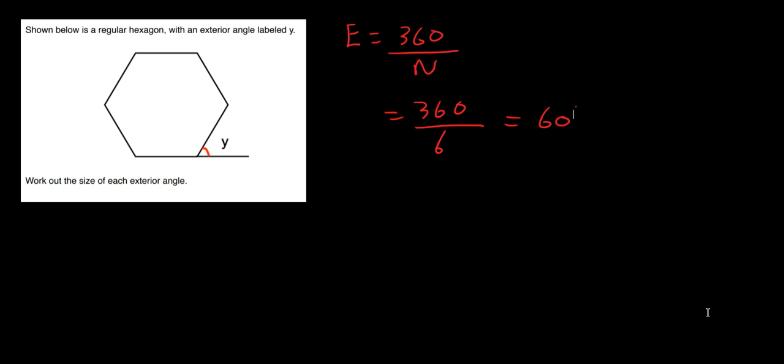Okay, we're making really good progress. Okay, shown below is a regular hexagon with an interior angle which is labeled y. Okay, so work out the size of each exterior angle. So exterior angle formula, the sum of angles is 360 divided by n. So we've got 360 divided by hex, which is 6. So we've got 60 degrees. Nice and easy. And we can check to see if that's right by multiplying 60 by 6, which gives 360.